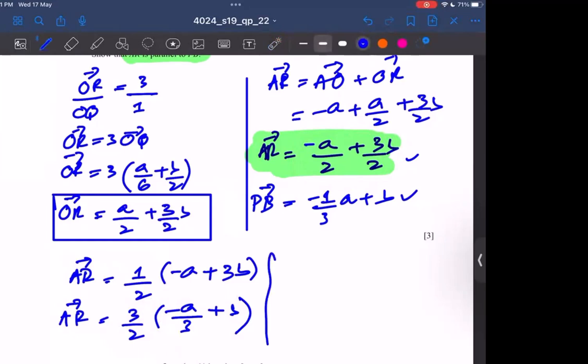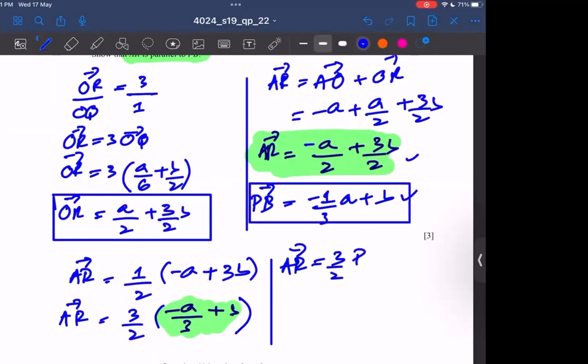See, now if I write 3 by 2, this vector minus A by 3 plus B is what vector? This is the PB vector. See, this is the PB vector. So write AR vector is 3 by 2 of PB vector. So AR vector is 3 by 2 of PB vector.